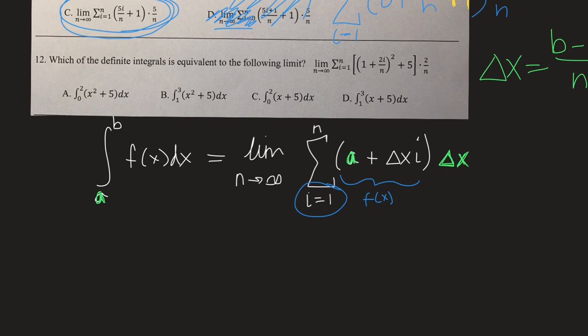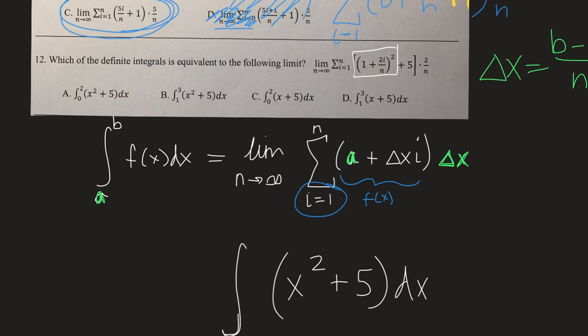So let's see, that's part of our function, the plus 5. And then we have something being squared, so that must be our x squared part, dx. Now we have to figure out our limits of integration. Our lower limit comes from this number right here, so that's a 1.